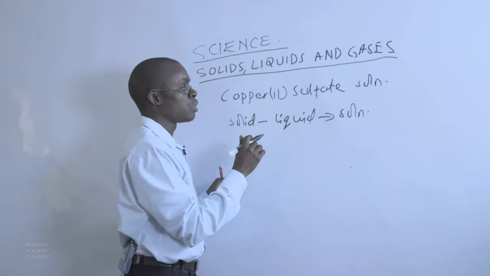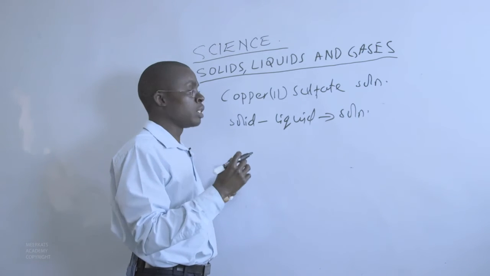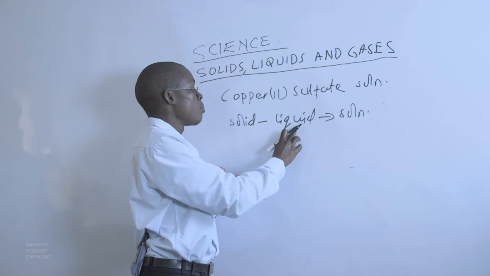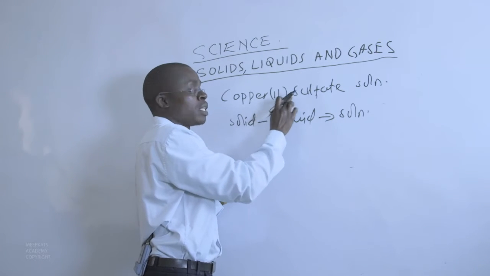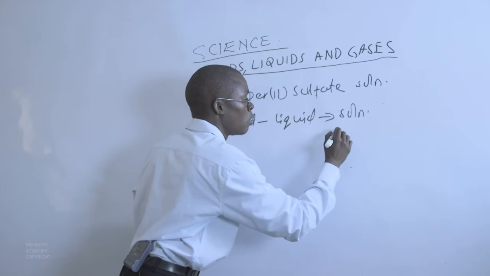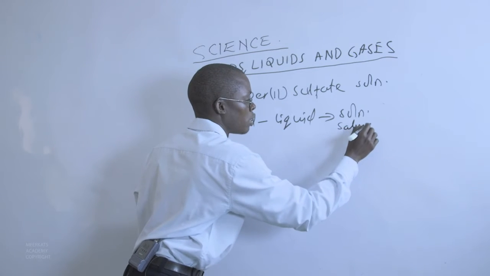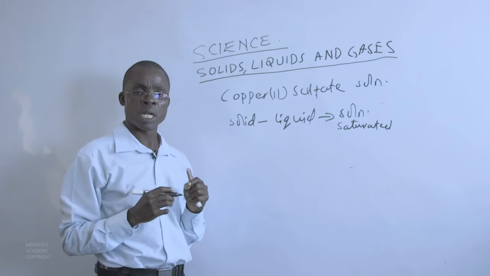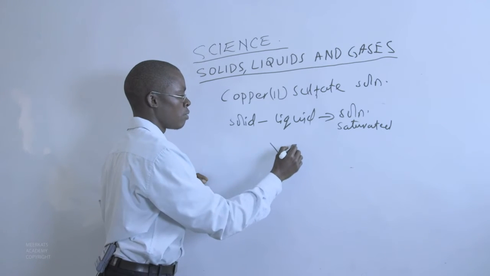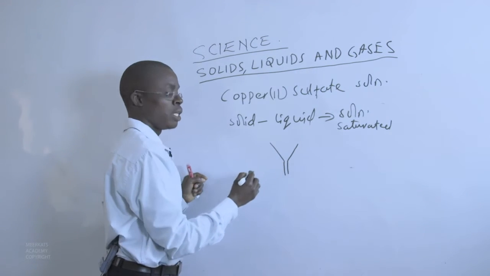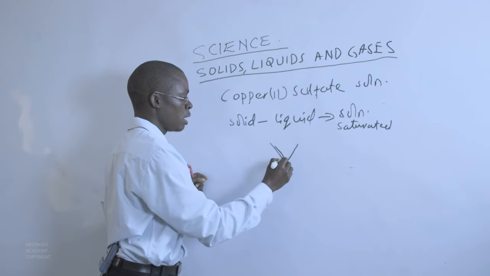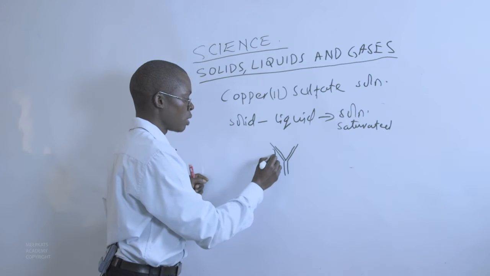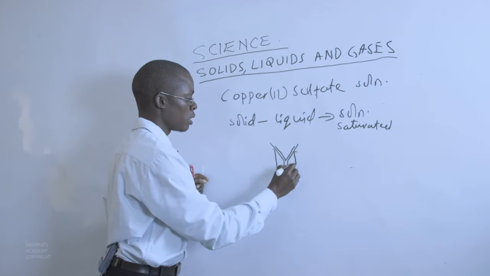But this solution is no longer just a solution, since all the spaces in the liquid, which is water, were filled up by the solid, which is copper 2 sulphate crystals. We formed a solution which is saturated. Now this saturated solution we want to filter. You have your filter funnel. Into it you have fitted a filter paper. You have a container that will be holding your filtrate.